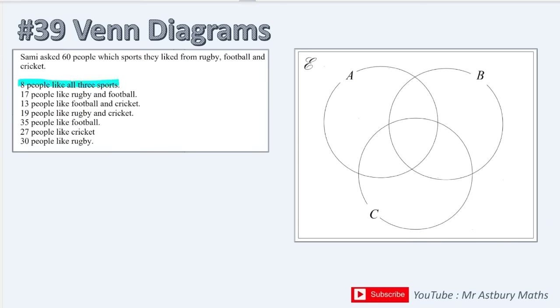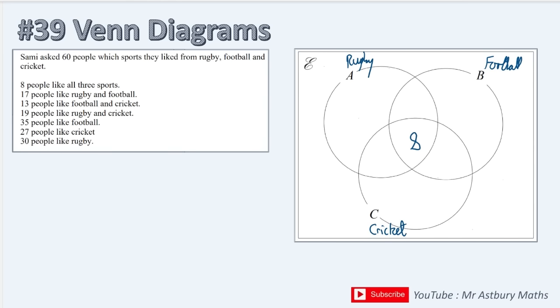Six people here do all three sports. Eight people. So they're going to go right in the middle. I need to label my Venn diagram a bit better, actually. So let's call rugby A. Let's call football B. And let's call cricket C. That's apt. Okay, so we've got that 8 goes in the middle.